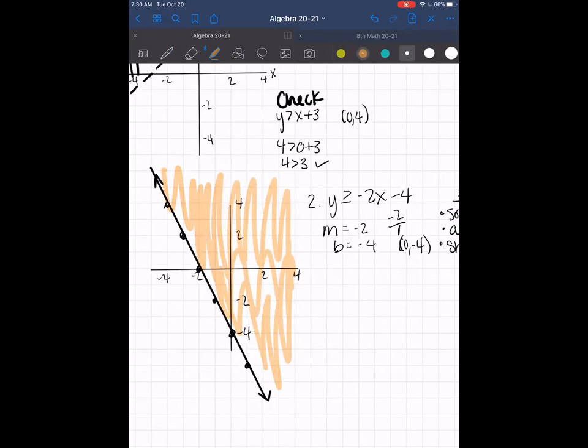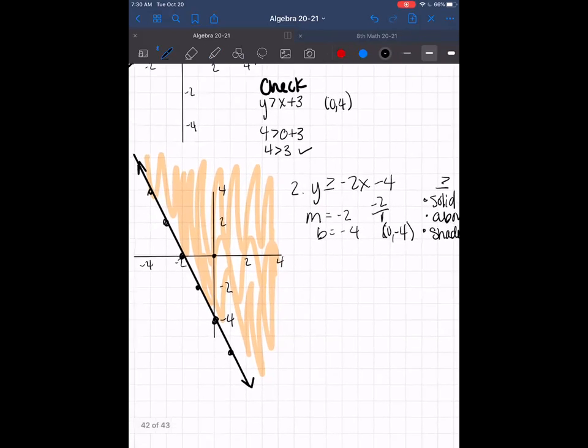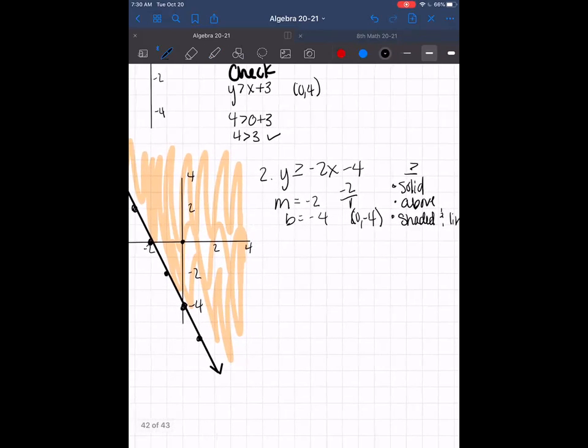That's my shaded region. So to double check that we are shading correctly or we have the right solution set, I'm going to pick a point that's in the shaded region. I like to pick easy points. 0, 0 is a point in our region. So I'm going to use 0, 0. So we're going to check using 0, 0. So y is greater than or equal to negative 2x minus 4. I'm going to substitute in 0 for my x and 0 for my y.